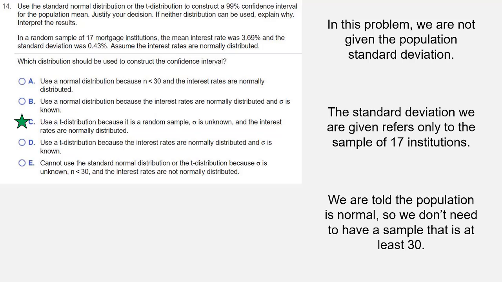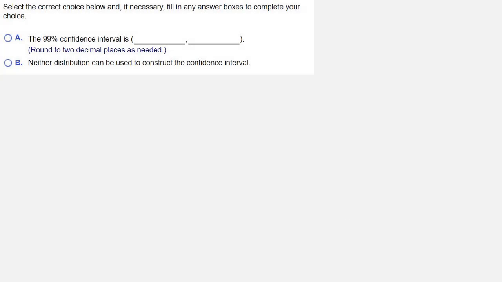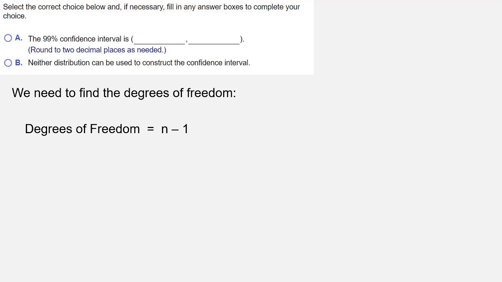Let's move to the next part of the problem. Select the correct choice below. So we've already decided we're using the t-distribution, so it's going to be choice A. We're going to build the 99% confidence interval with the t-distribution, but to do that, we need to start with the degrees of freedom. So degrees of freedom are n minus 1. N here was 17, so 17 minus 1 is 16.